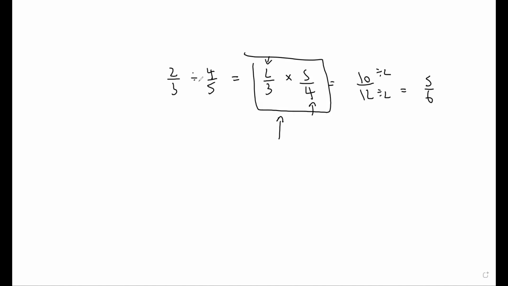Okay, so common mistakes. One common mistake is that people will flip the first fraction instead of flipping the second fraction. So don't do that. Just keep the first fraction the same and you flip the second one. Sometimes people will forget to change the sign to multiplication. And then at that point, they get totally confused because it's like, I'm flipping stuff, but there's still a division sign. I don't know what's going on. So you just got to remember, flip it and change the sign.